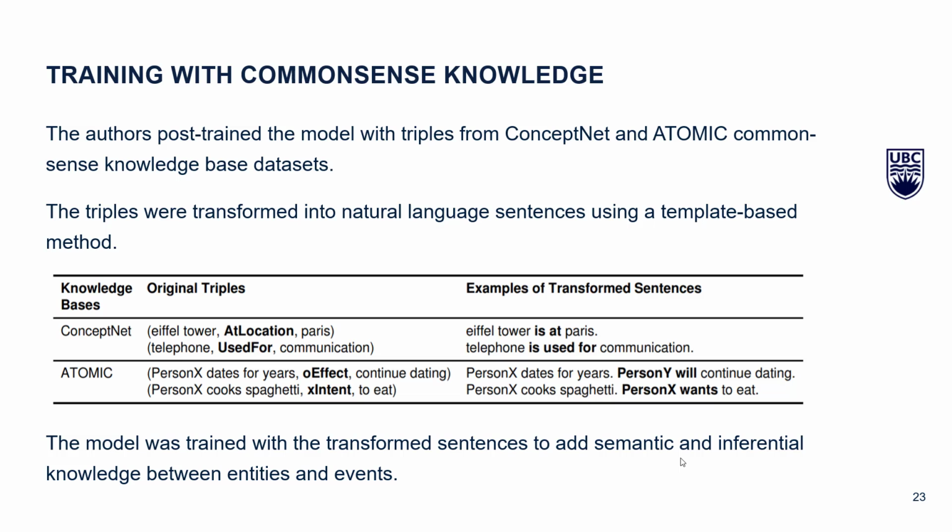And in Atomic, person X dates for years, OFX continues dating. We might see person X dates for years, person Y will continue dating. So just a better, more fluent sentence there. It's not a triple. The model was trained with the transformed sentences to add semantic and inferential knowledge between entities and events.